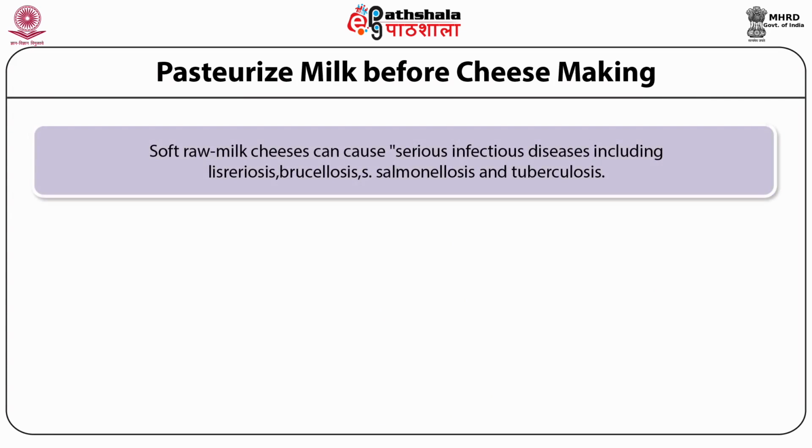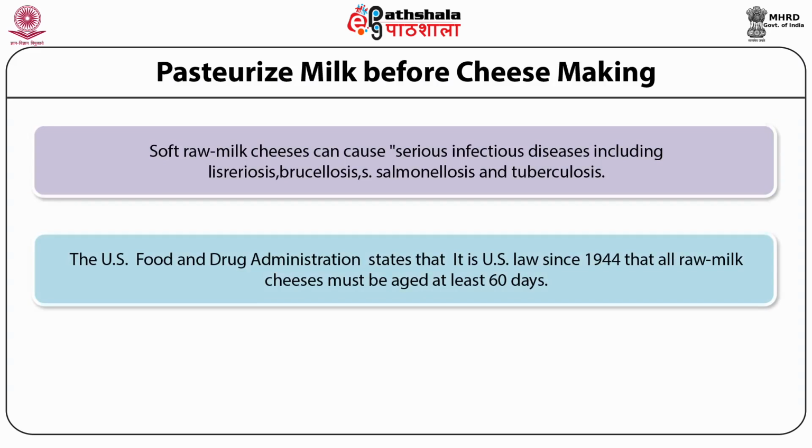Soft raw cheeses can cause serious infectious diseases, including listeriosis, brucellosis, salmonellosis, and tuberculosis. The US Food and Drug Administration states that it is US law since 1944 that all raw cheeses must be aged at least 60 days or must be pasteurized.